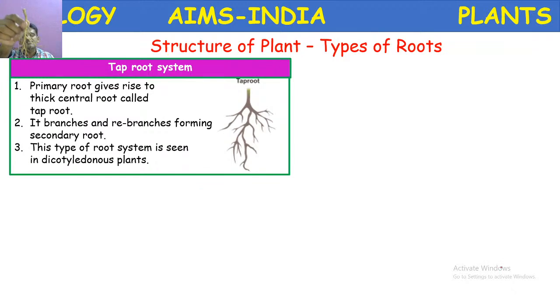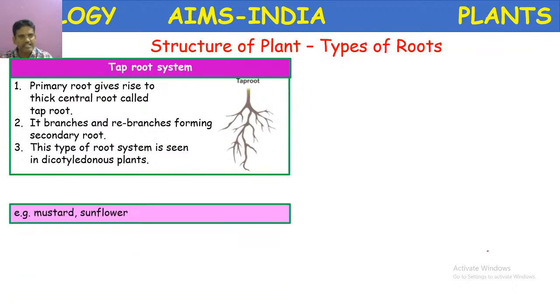This type of root system is seen in dicotyledonous plants, the plants which show two cotyledons. Only the main root is present and a very small number of root hairs are present. The main root is very strong and can go deep into the soil. Most of the taproot system plants we can't pick out because they are fixed firmly.